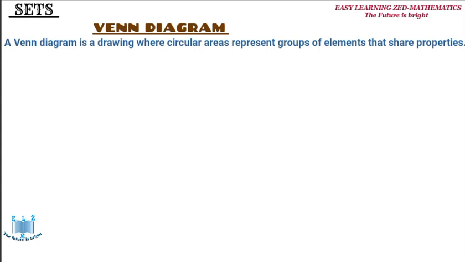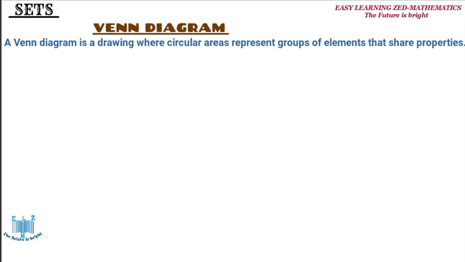Let me start by describing what a Venn diagram is. A Venn diagram is a drawing where circular areas represent groups of elements that share properties. That is a Venn diagram.